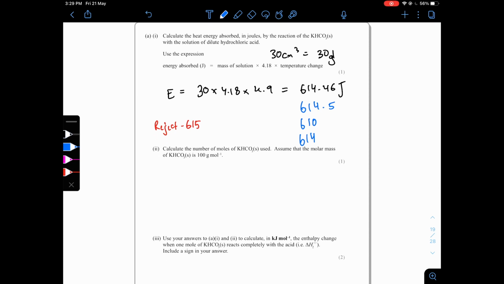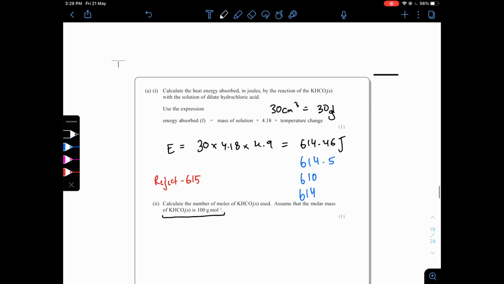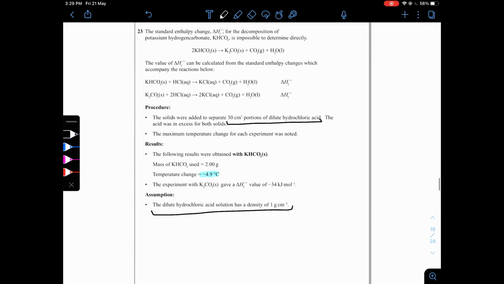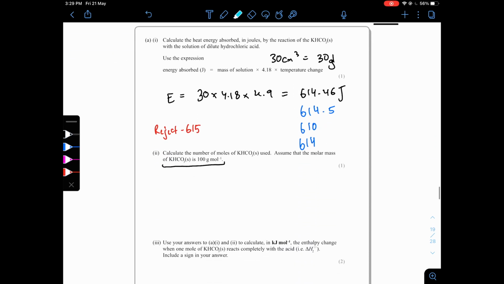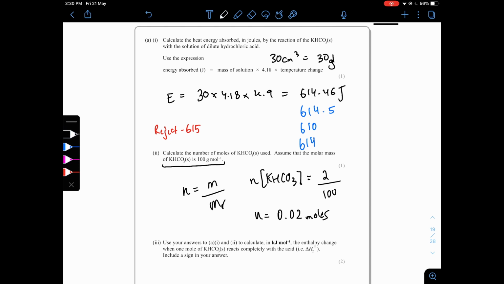Next, calculate the number of moles of potassium hydrogencarbonate used. Assume that the molar mass of potassium hydrogencarbonate is 100. So that's going to be what? N equals mass over molar mass. So N of KHCO3: what's the mass that we use? We use 2. What's the molar mass? It's 100, so the moles we use is 0.02 moles. Okay, so that is the answer for this.